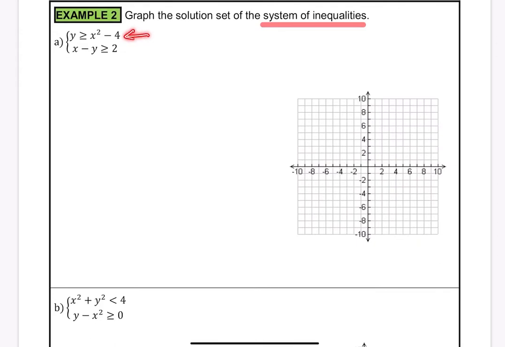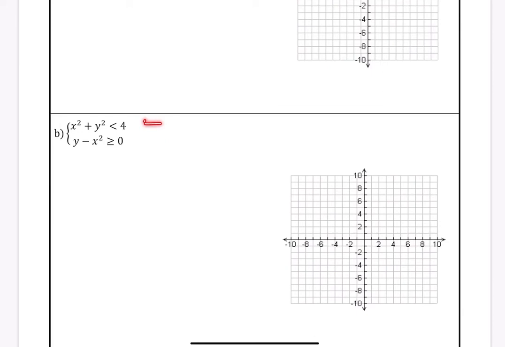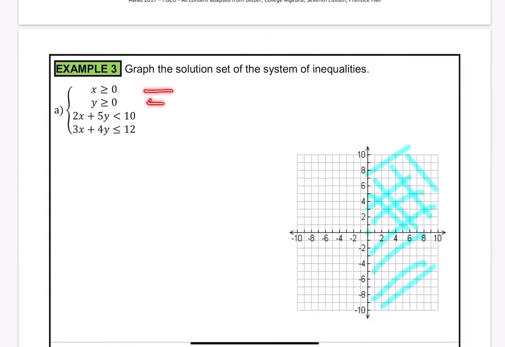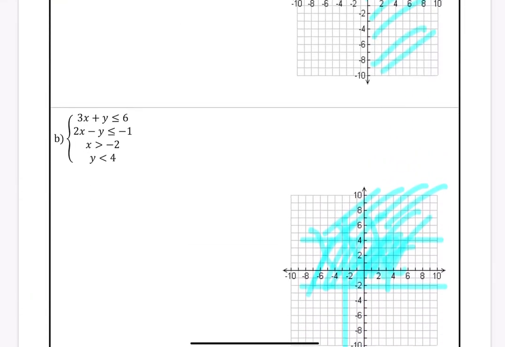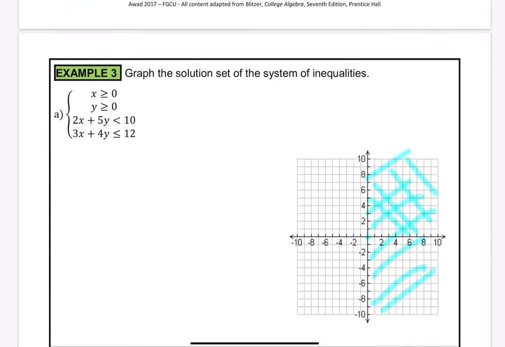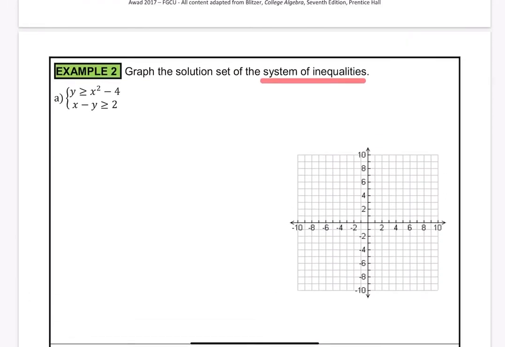So here you have more than one, as you see here. Here's one and here's another one. We have two of them, and here's another example where we have two of them, and here's another example where we have four of them, and another with four of them. So how do we solve these things? Again, we are trying to find the common area that satisfies these two together.